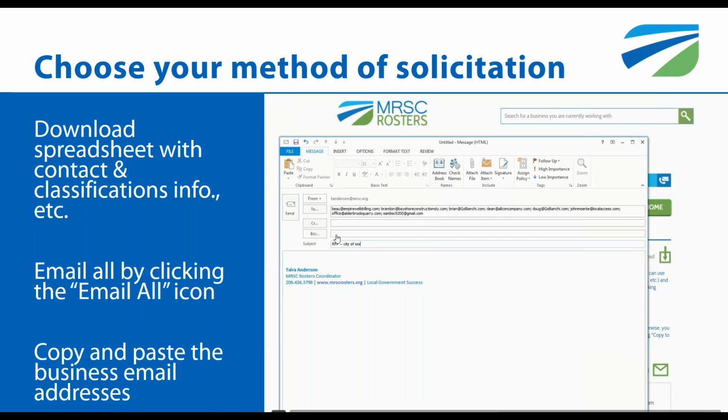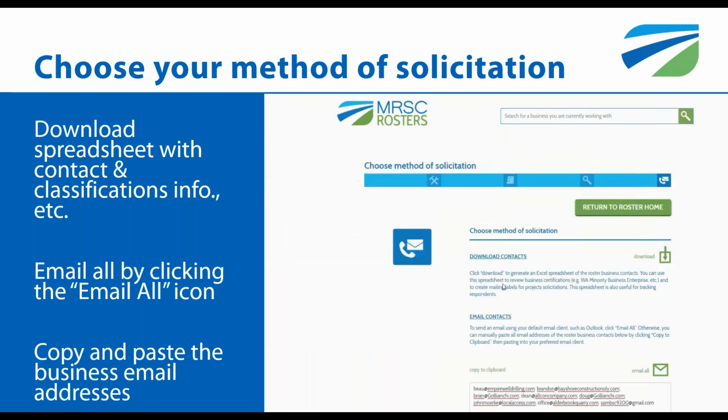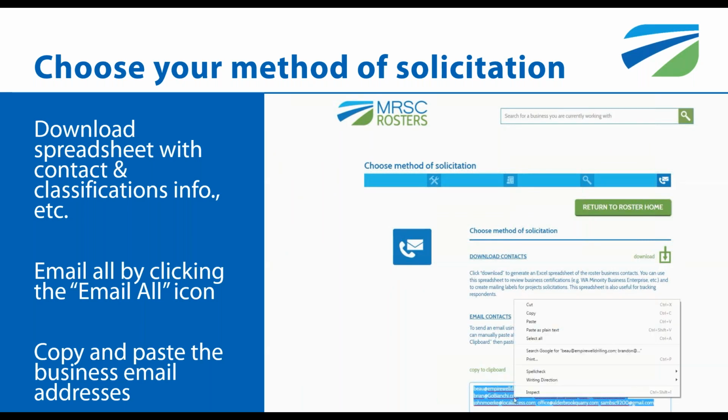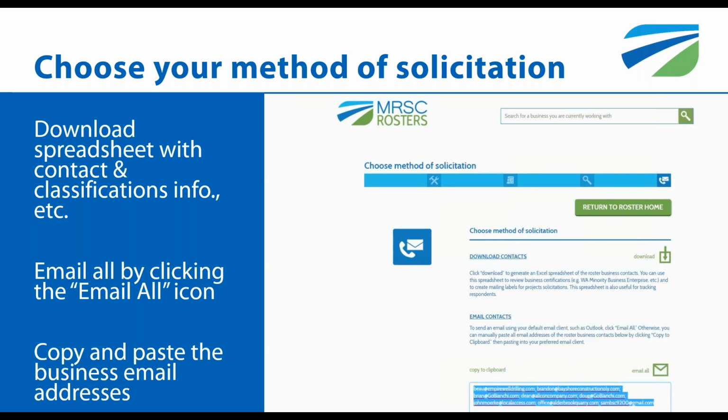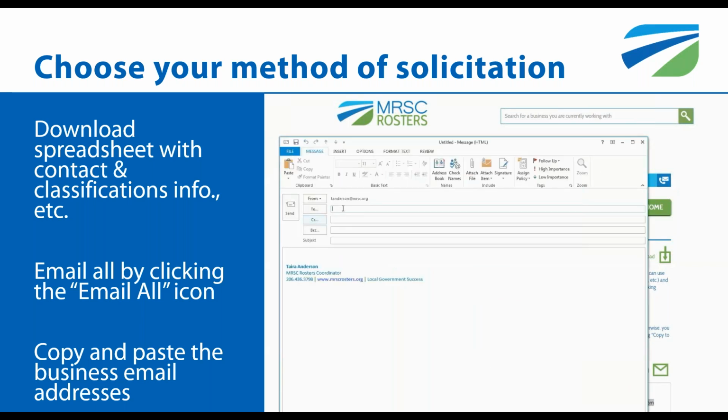So it can be best to copy and paste that info and put it in the BCC box so that you're not providing everyone's email address to all the other businesses that you're contacting. So just be aware of that. But then otherwise, it's a handy way to just get that information automatically populated. It's really not that much different than just copying and pasting from this box. It's kind of a redundant feature, but another option depending on what's preferable to you.